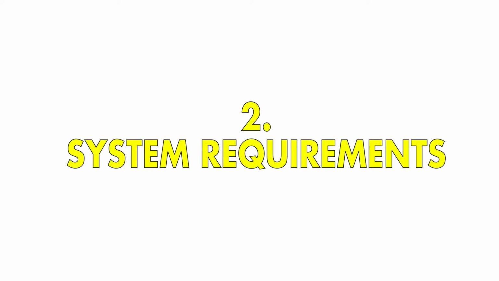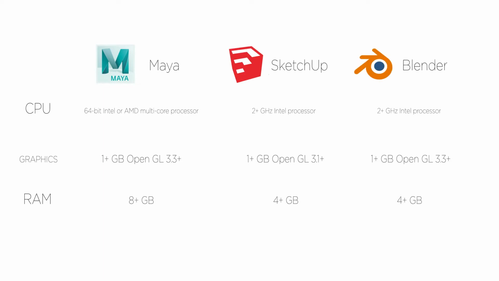Number 2. System requirements. Here's a table comparing the system requirements of the 3 software. Compared to SketchUp and Blender, Maya has a higher system requirement. This means that it requires a more powerful PC or laptop to run smoothly. This will lead us into our third criterion, which is number 3, features.